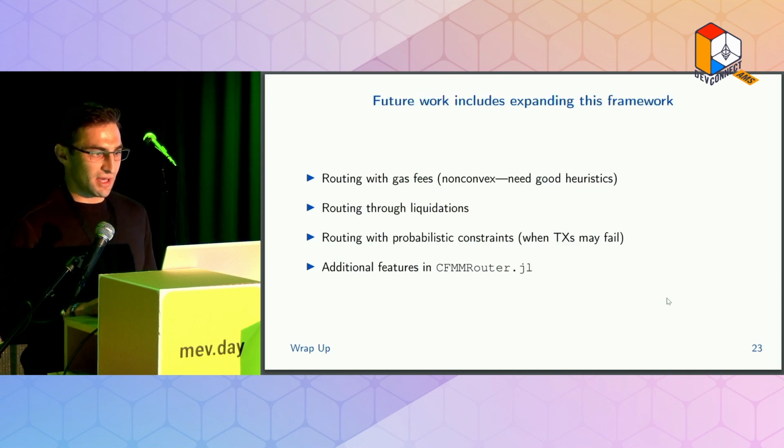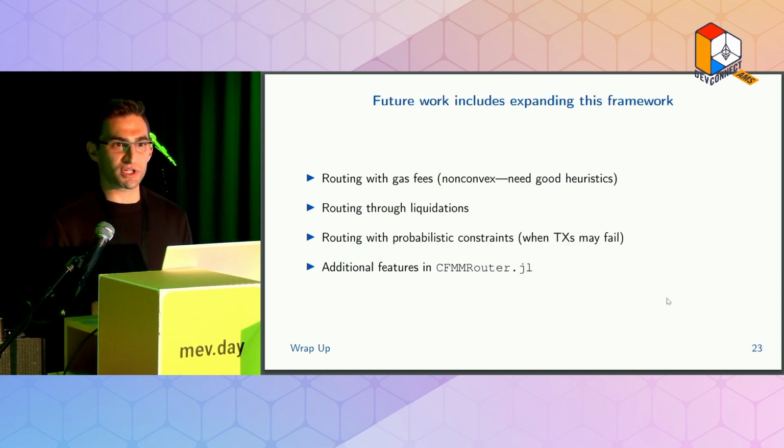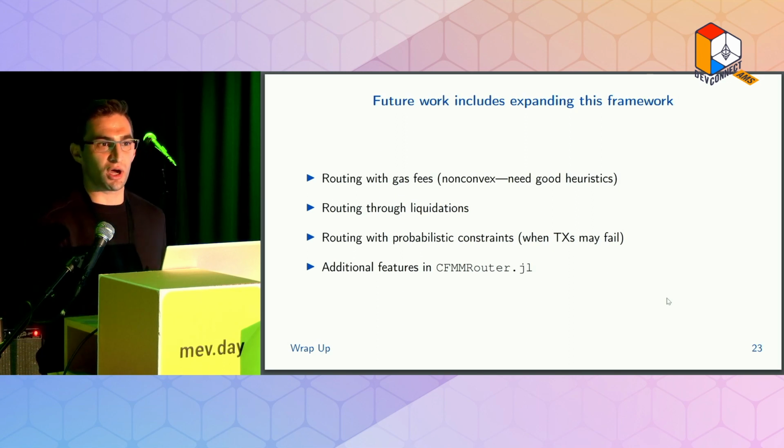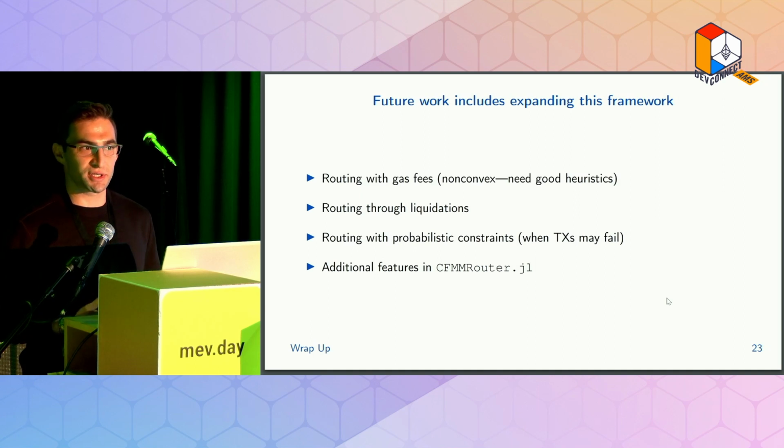And like I said, there's a lot of future work to be done here. So right now, we did not include gas fees in the formulation, nor in the implementation. And for that, you need some good heuristics. Luckily, this is a problem that's very similar to things that people have studied in other fields, like sparse regression. So there are very good techniques that people know right now to how to do this.